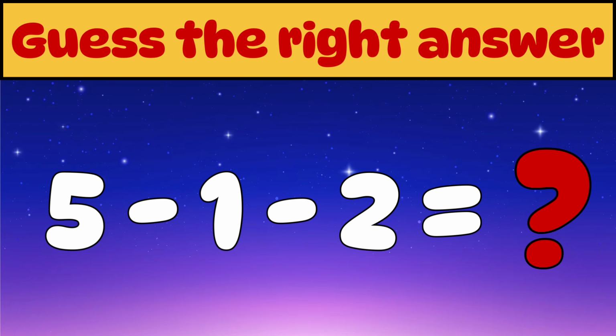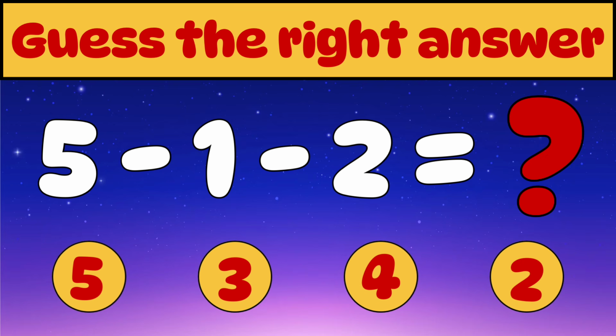Look at the question carefully. 5 minus 1 minus 2 equals. Can you guess the correct answer? Here are the options. 5, 3, 4, maybe 2. Think carefully.